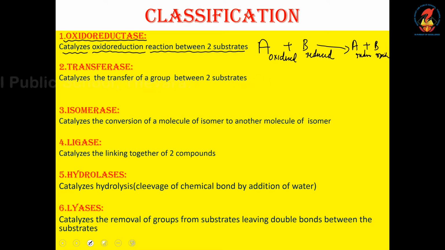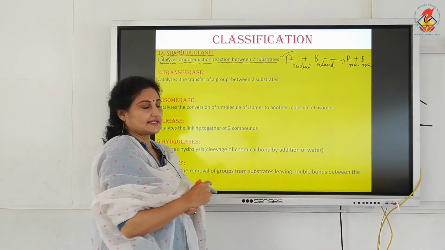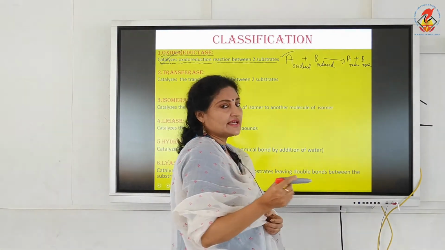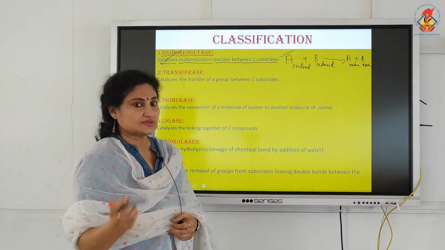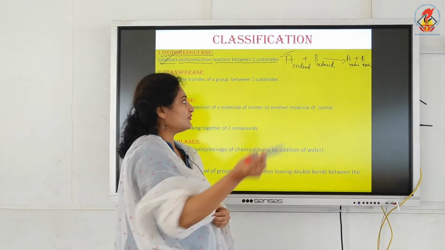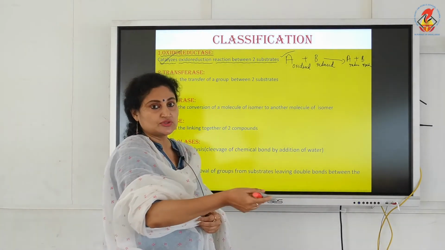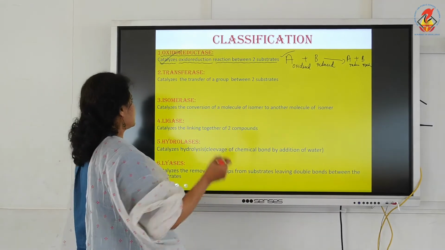We are learning this in chemistry. So, all you need to remember is the reaction and the symbolic representation. So, oxidoreductase catalyzes oxidoreduction reactions between two substrates, and it is symbolically represented by A oxidized plus B reduced produces two products where A becomes reduced, A reduced plus B oxidized.